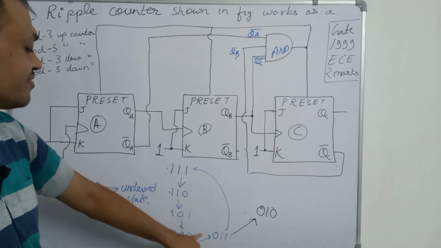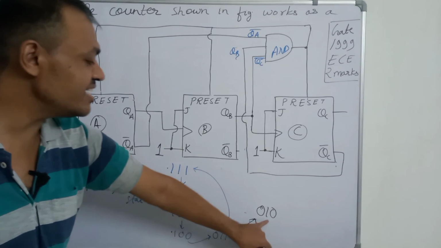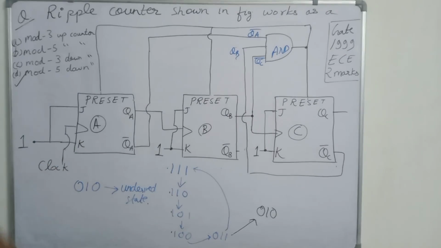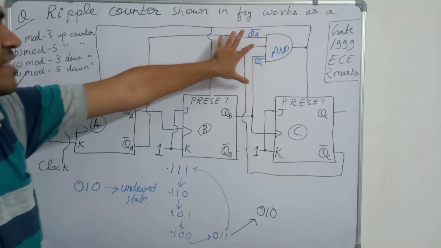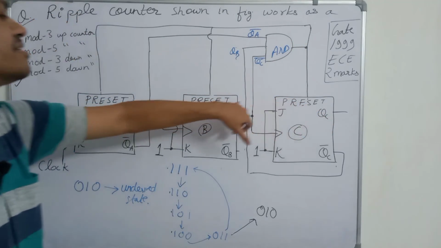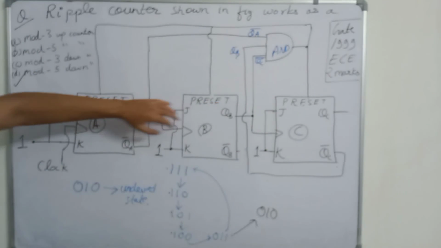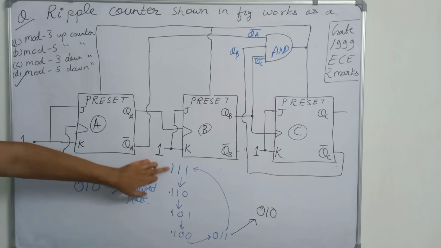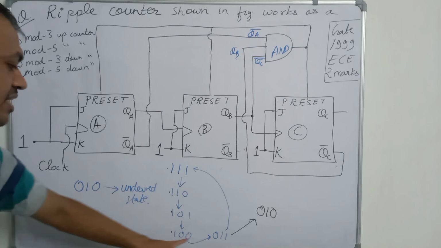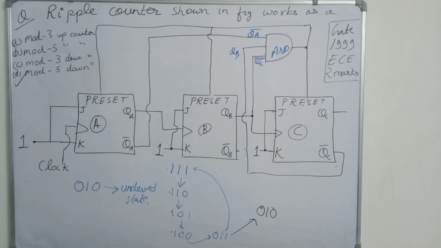It is a mod 5 down counter because after 0 1 1 the circuit will try to go to 0 1 0, but 0 1 0 is an undesired state, because as soon as it goes to 0 1 0 the output of the AND gate will change to 1, and all the flip flops will be preset to 1 1 1. So the circuit will go to the 1 1 1 state. So there are only 5 valid states, 1 2 3 4 and 5, hence this is called a mod 5 down counter.